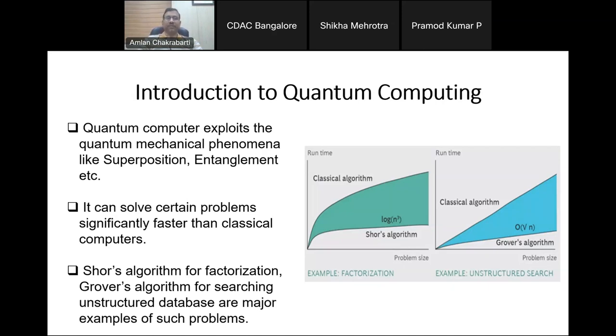Now, obviously, it is also true that if we compare performance in the quantum platform vis-a-vis a classical platform, it's not true that all the algorithms will have the speed up, right? But there are enough algorithms which show a speed up, in the form of exponential, super polynomial, or polynomial speed up compared to the classical counterpart.